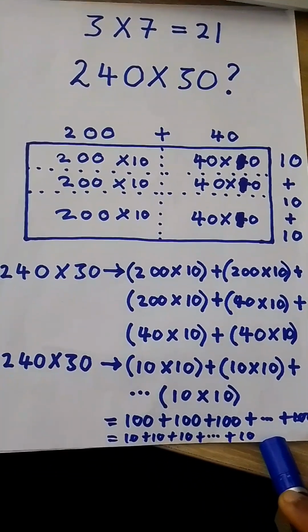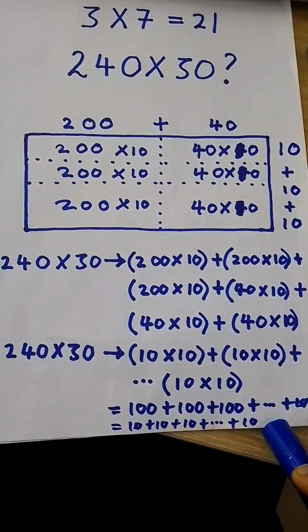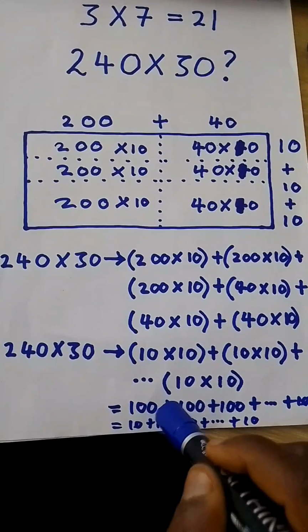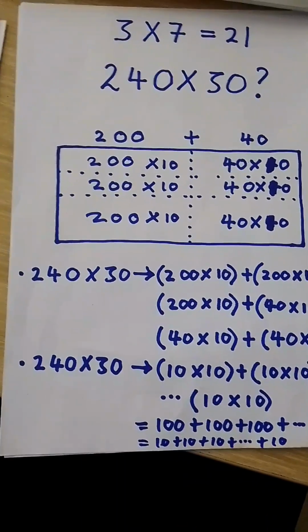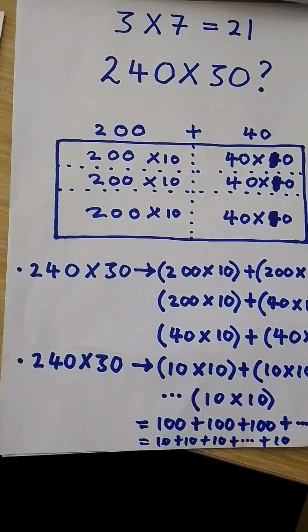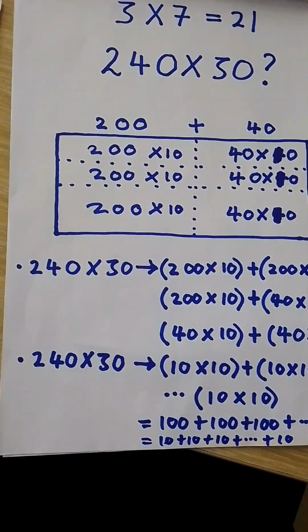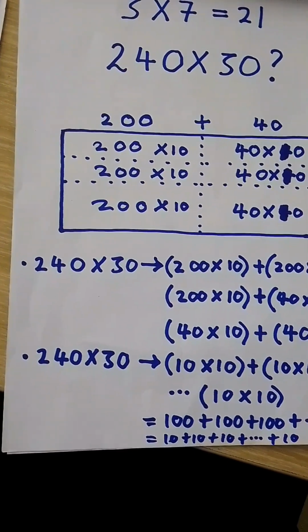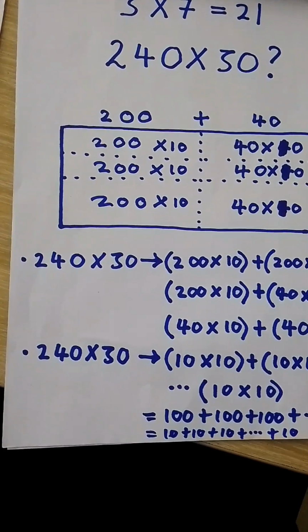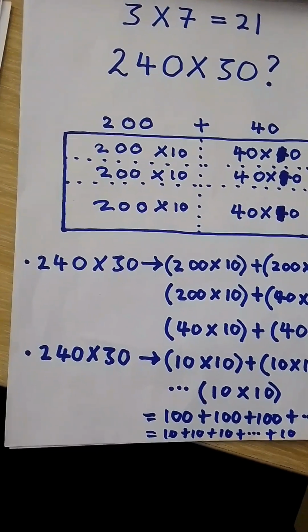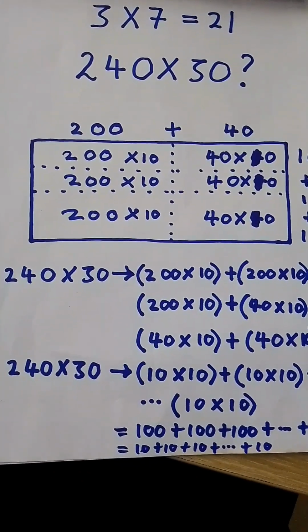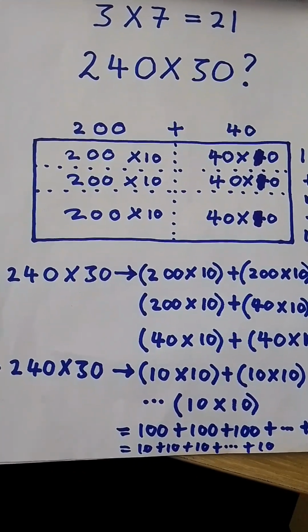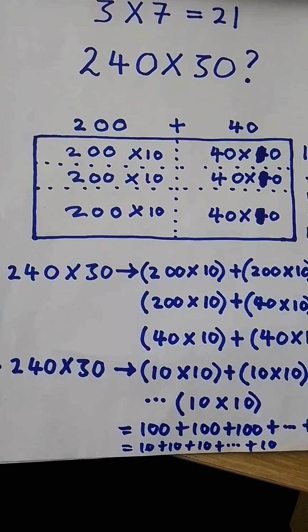It's all a matter of simplifying it until you reach the point where you can now use the multiplication table. So all in all, when you reach the point where you can now use the multiplication table, then you're good to go. So 10 times 10, we know from the multiplication table that that's 100. So we now substitute 100, 100, 100.